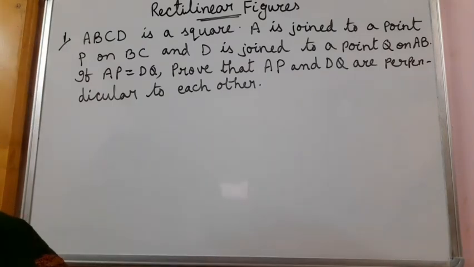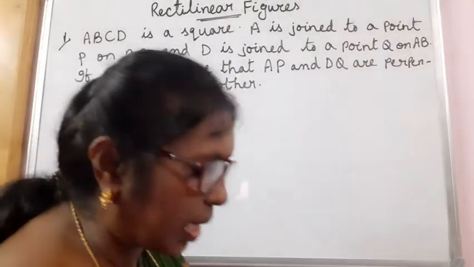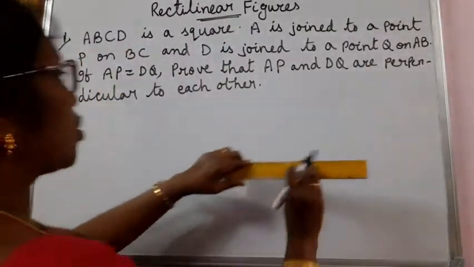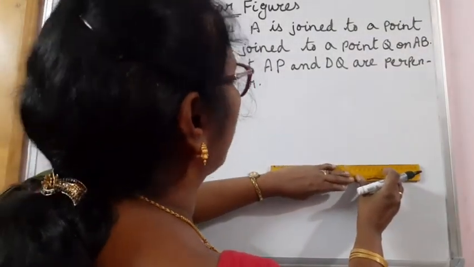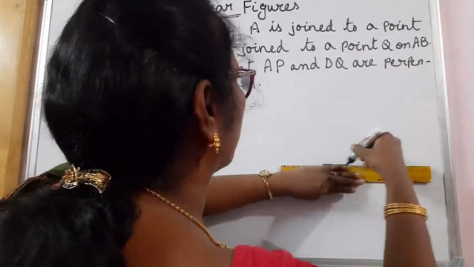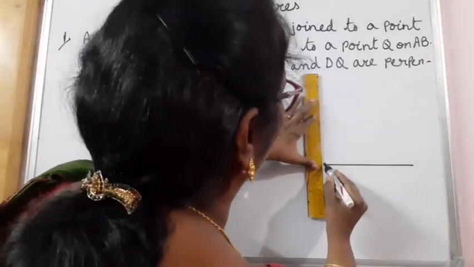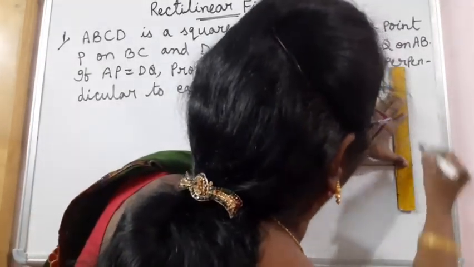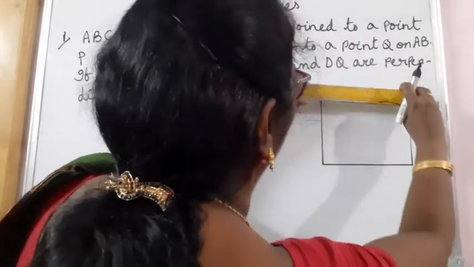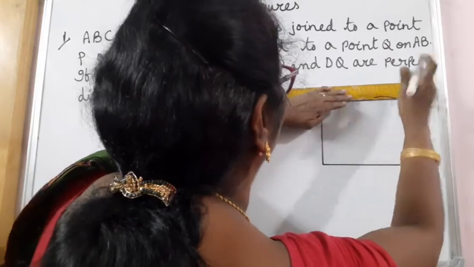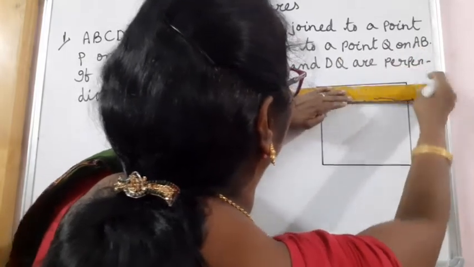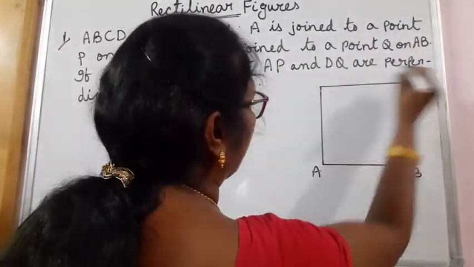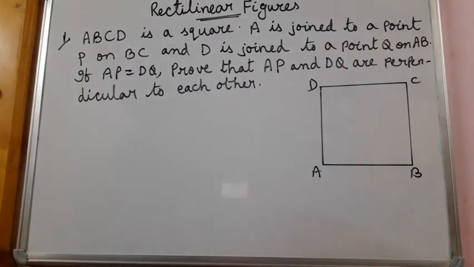From the given information, we have to draw the figure. Unless we draw the figure, we won't be able to understand anything. So let me draw a square ABCD. Let me name it as ABCD is a square.